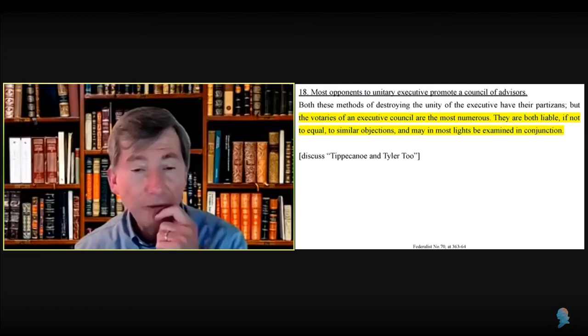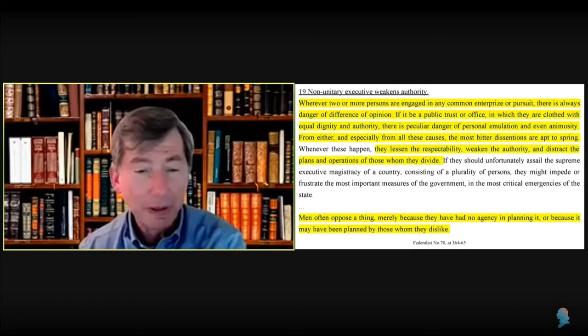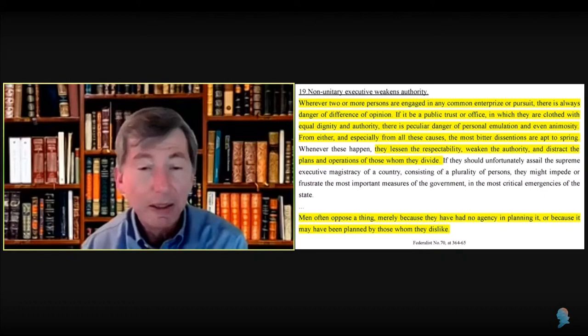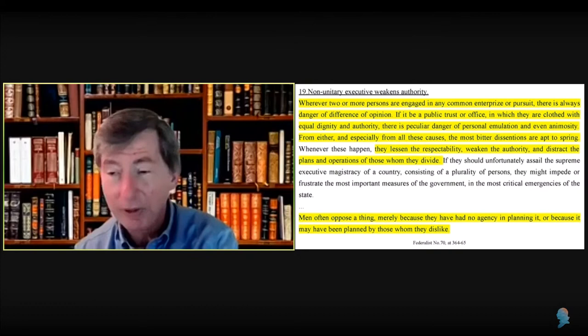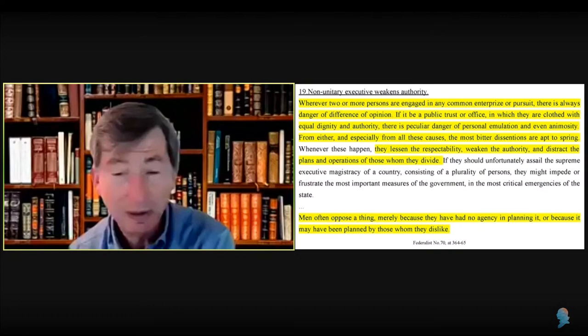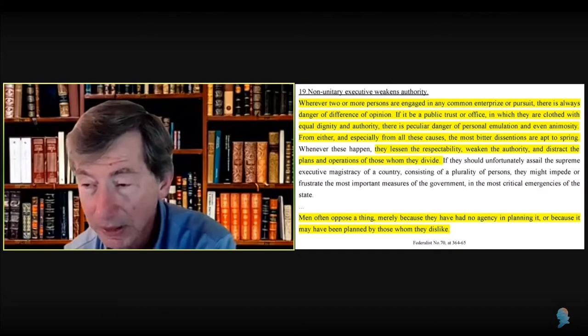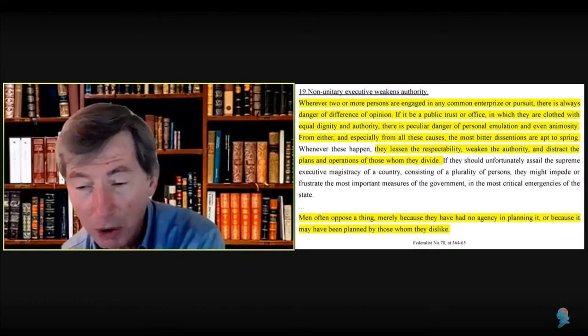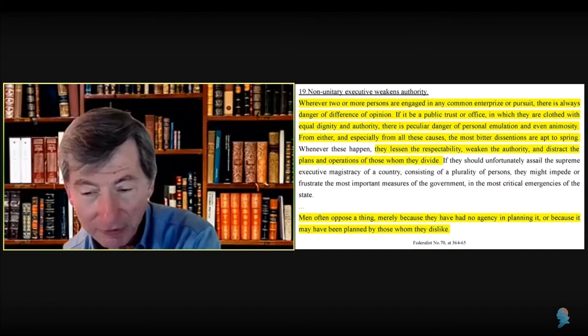Non-unitary executive weakens its authority. Basically, what you have is conflict. You don't know who is responsible. Whenever two or more persons are engaged in any common enterprise or pursuit, there is always a danger of difference of opinion. Surprise, surprise. If it be a public trust or office in which they are clothed with equal dignity and authority, there is peculiar danger of personal emulation and even animosity from either, and especially from all causes. The most bitter dissensions are apt to spring. They lessen the respectability, weaken the authority, and distract the plans and operations of those whom they do.